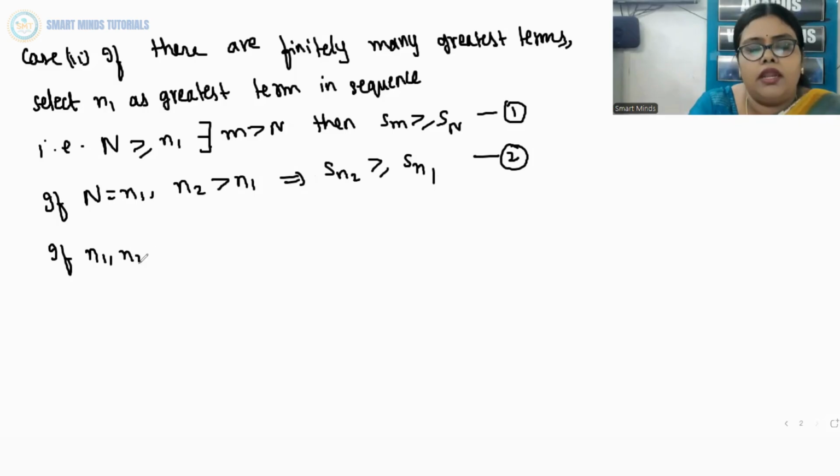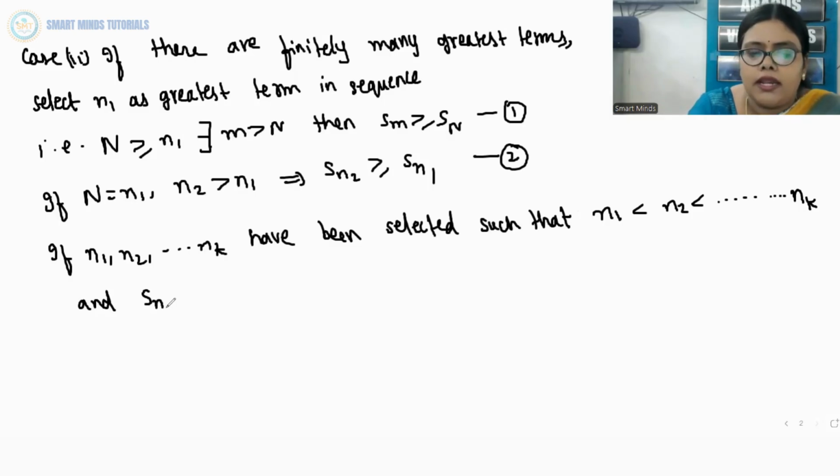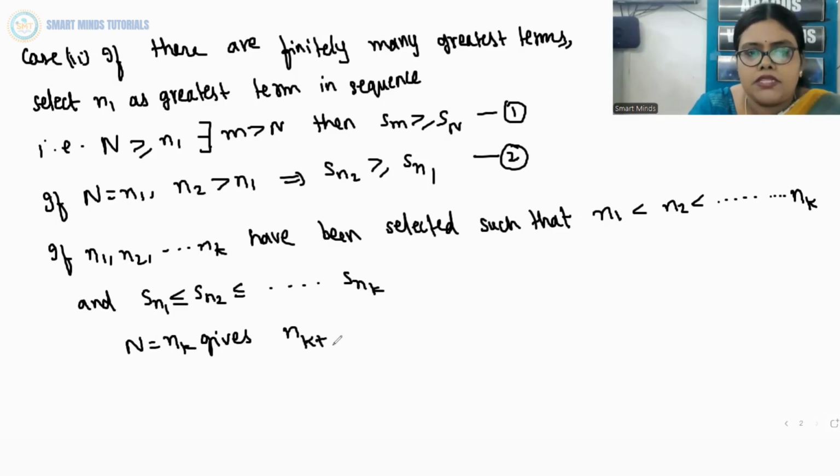Now if n1, n2, so on up to nk have been selected such that n1 is less than n2, n2 is less than n3, n3 is less than n4, like that up to nk. And the corresponding subsequences are also in order, like Sn1 less than or equal to Sn2 less than or equal to so on up to Snk. So n is equal to nk gives nk plus 1 greater than nk, such that Snk plus 1 greater than or equal to Snk.